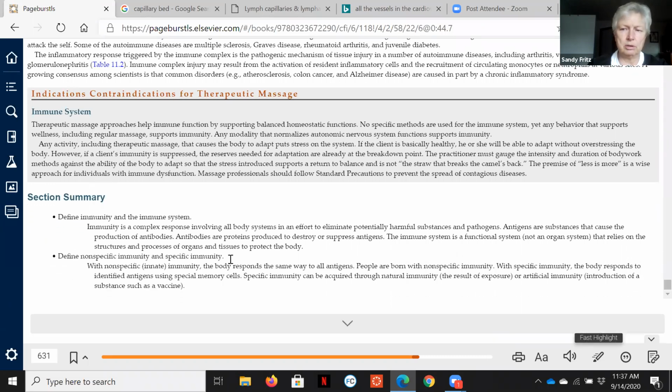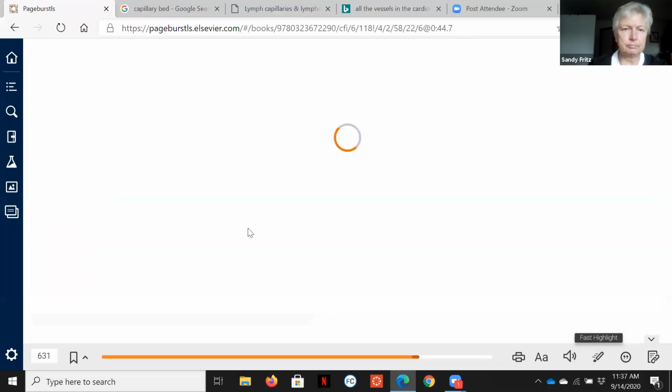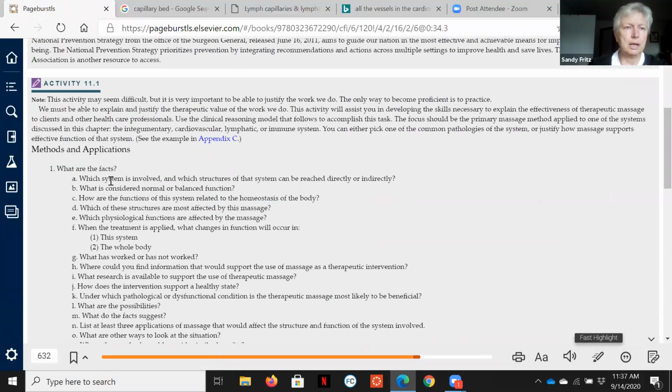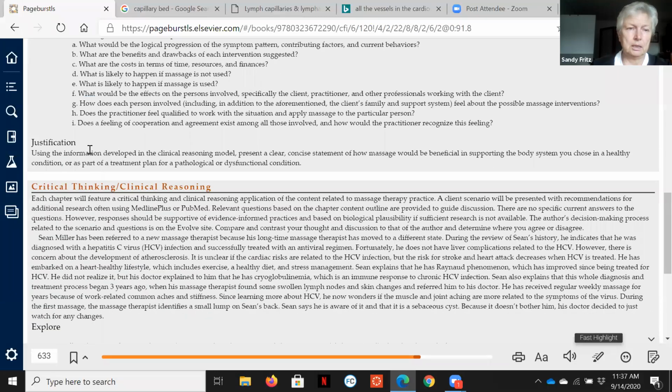So here is your little summary, and that finishes the first chapter here. And so we have an activity here that you really need to work yourself through. This one is asking you to pick some sort of pathological condition, and come up with a justification statement for why massage could be beneficial. And there's an example in the back of the book.